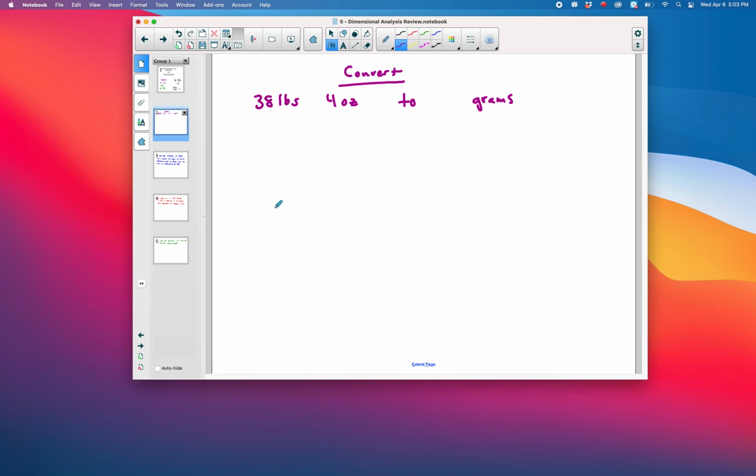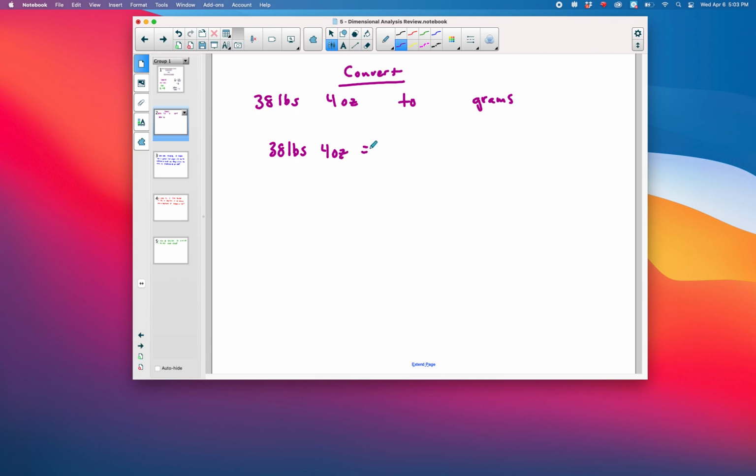And there's more than one way to do this. But the obvious choice to me is to write this 38 pounds 4 ounces as a single unit. So we have to either choose pounds or ounces, and I'm just going to write it as pounds. So the first thing you do is get the first thing into a single unit.